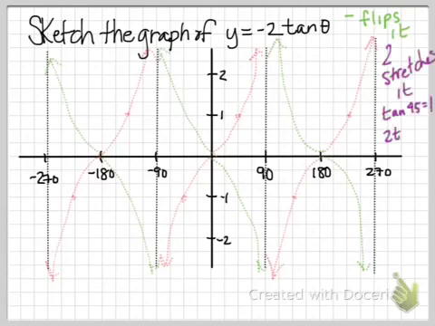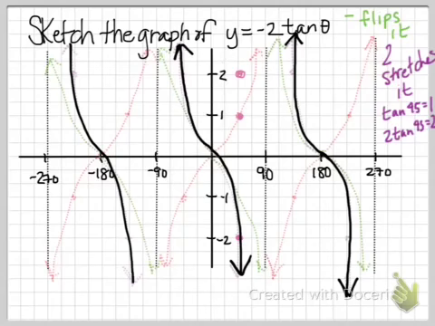For example, tangent of 45 degrees is 1. So at tangent of 45 degrees, we have this point right here. But 2 tangent of 45 degrees takes that and moves it up to this point here. When it's flipped, it comes all the way down here, if that makes sense. So this light purple graph is going to show us where negative 2 tangent theta goes. And then we'll just darken it to show that this is negative 2 tangent theta.